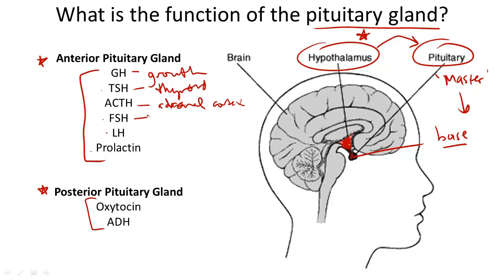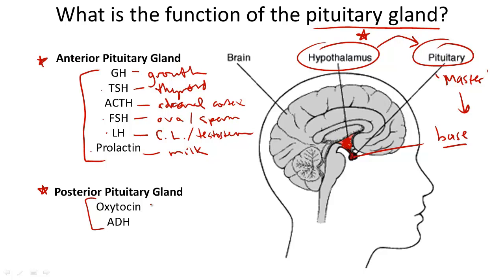The follicle stimulating hormone causes ova to mature in females, and in males will stimulate the testes to make sperm. Luteinizing hormone stimulates the ovaries to produce a corpus luteum, which you may learn about when studying the female reproductive system. And in the male, the luteinizing hormone stimulates the testes to make testosterone. Prolactin is only released after childbirth and stimulates the mammary glands to produce breast milk.